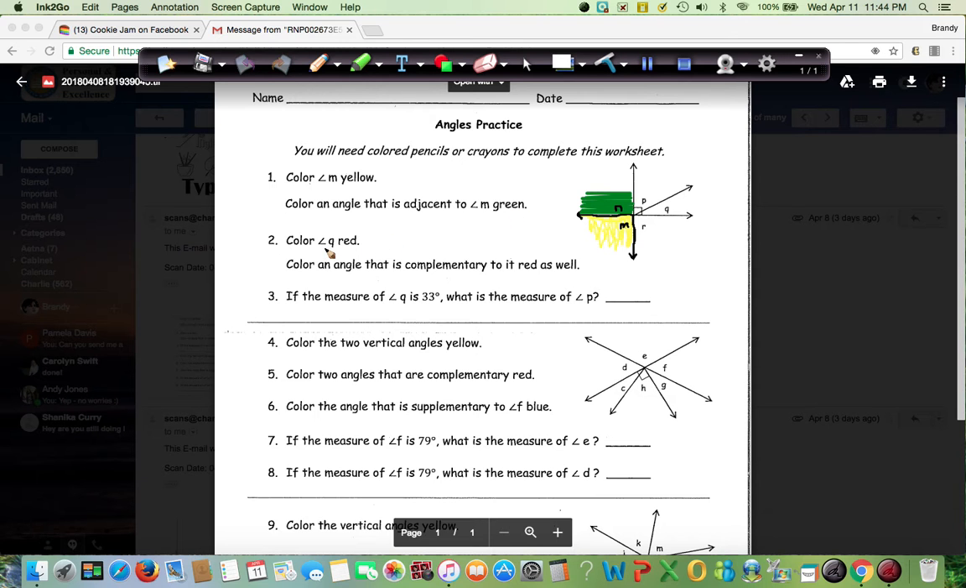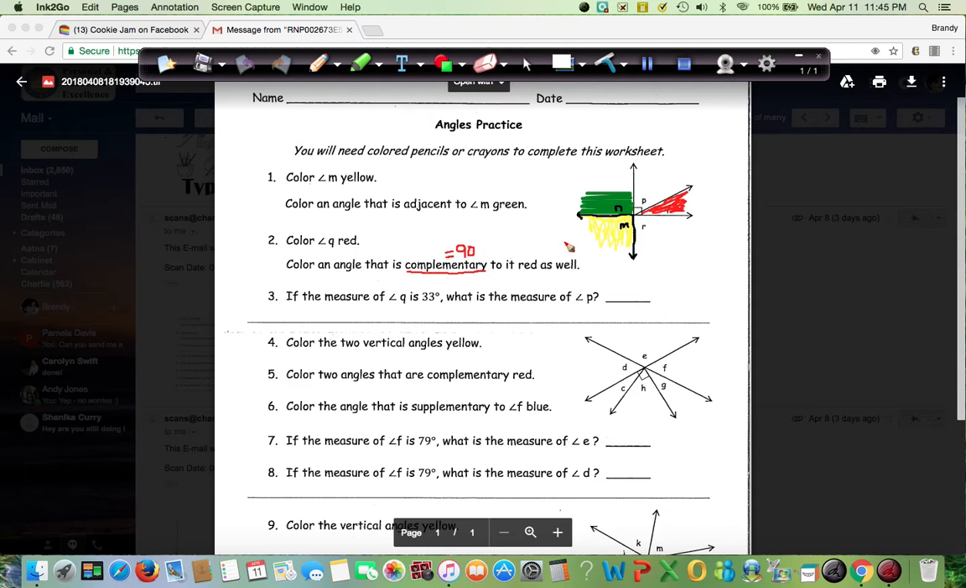Number 2, color angle Q red. So come over here and find angle Q, it's this little guy right here. So we're going to color him red. Just real quick, color him red. You can color the whole thing or just the little angle part, just so we know that you know what it means. And then we're going to color an angle that is, look at this word, complementary to angle Q as well. So what does complementary mean? That means that two angles equal 90 degrees.